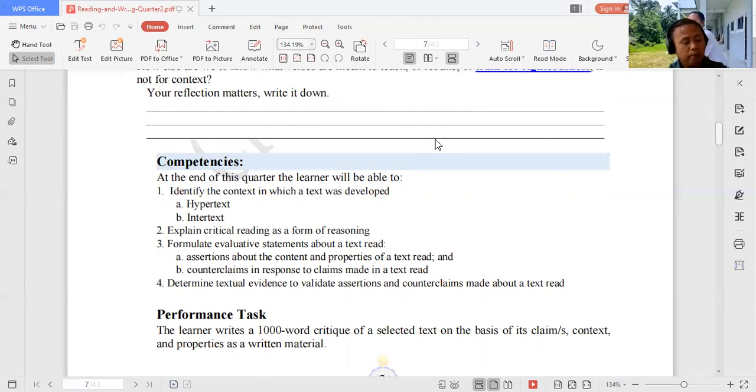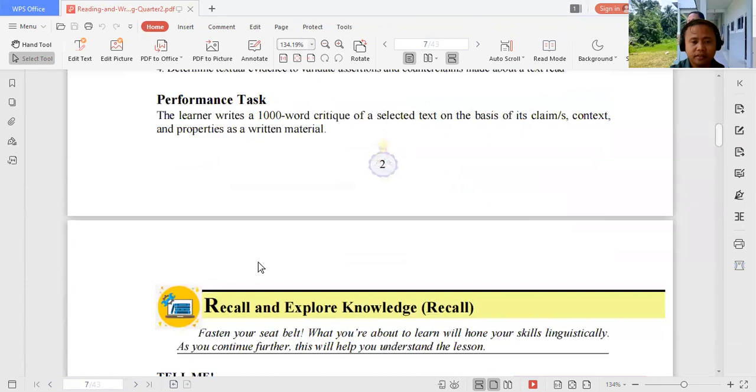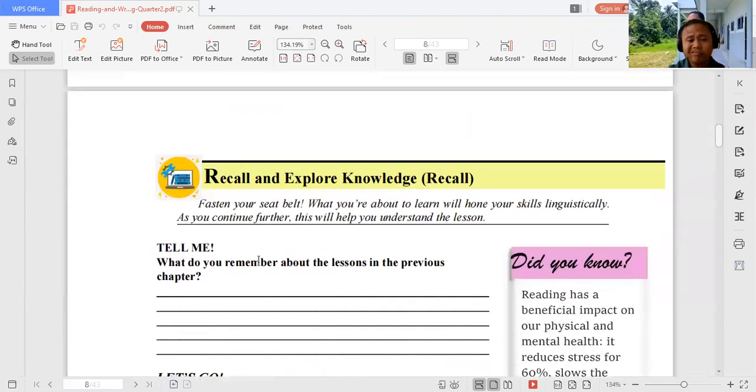Now, by the way, class, at the end of this lesson one, I am expecting you to write a 1,000 word query of a selected text on the basis of its claims, context, and properties as a written material. Now, so fasten your seatbelt. What you're about to learn will hone your skills linguistically as you continue further. This will help you understand the lesson.